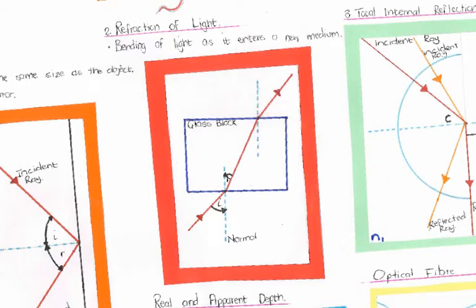From this, we can deduce that when the light ray travels from a less optically dense material into a more optically dense material, it bends towards the normal, and when it travels from a more optically dense material into a less optically dense material, it bends away from the normal.